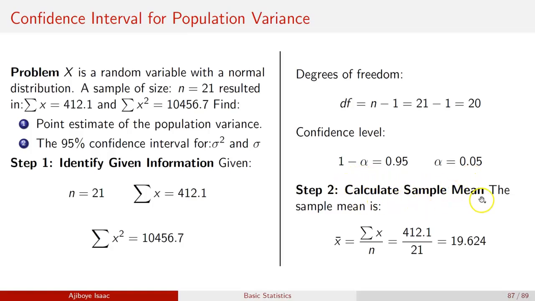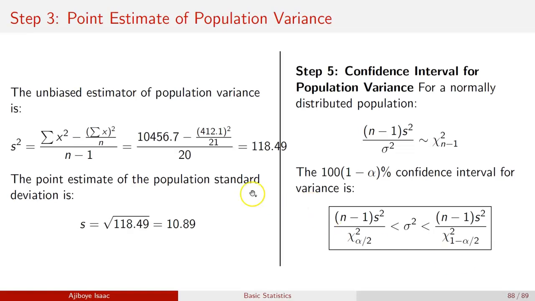So now we can calculate the sample mean, which is the sum of the sample over the number of sample. That gives us 19.624. And then we can also compute the sample variance, which is the sum of the squares minus the sum of the sample over n all squared. That gives us 118.49. Therefore, the point estimate for the standard deviation will be square root of the sample variance, which is 10.89.